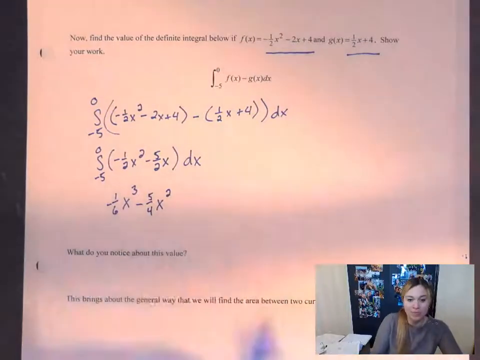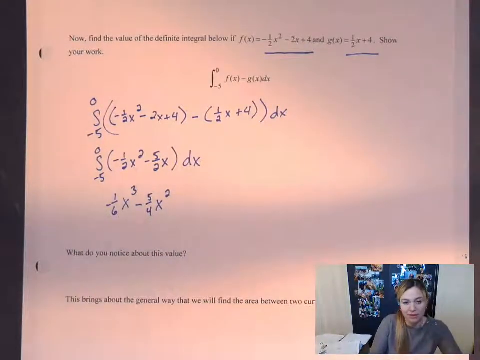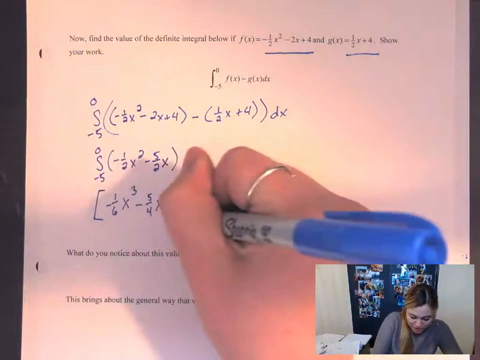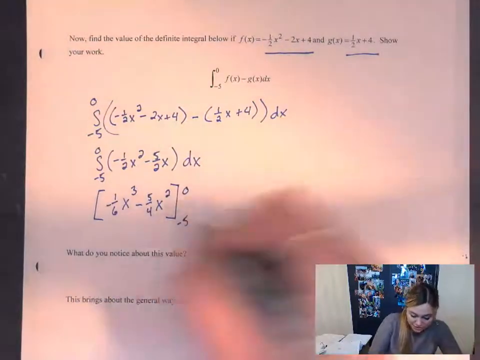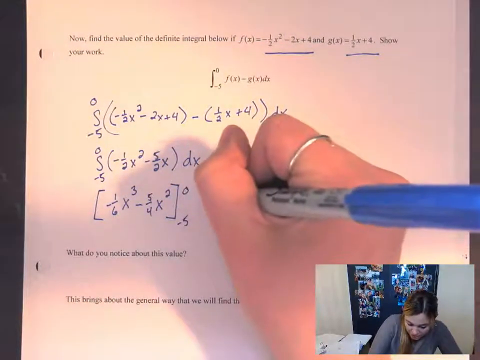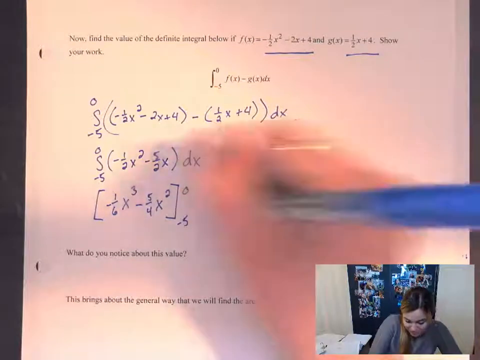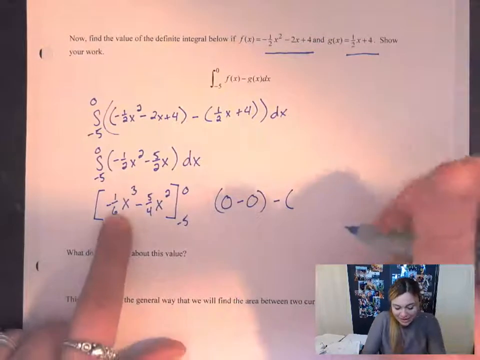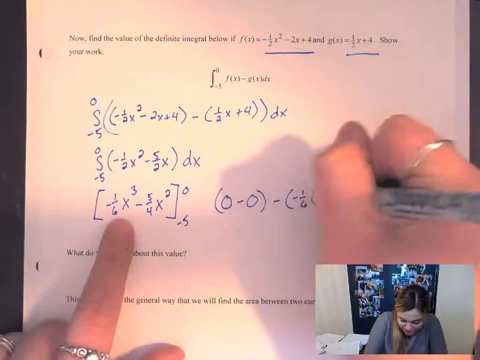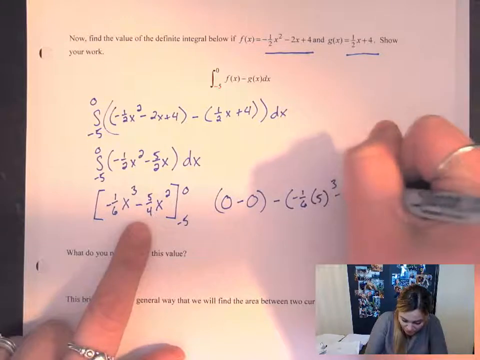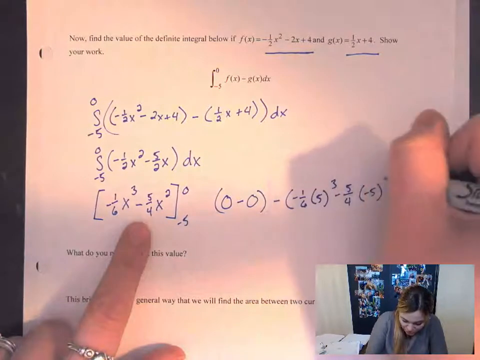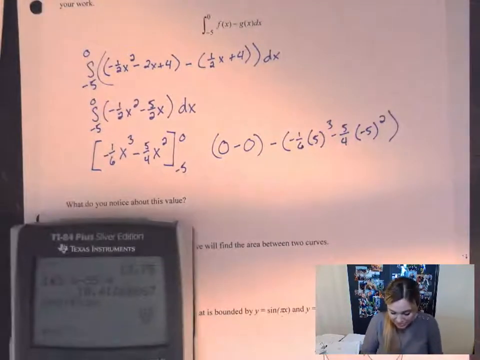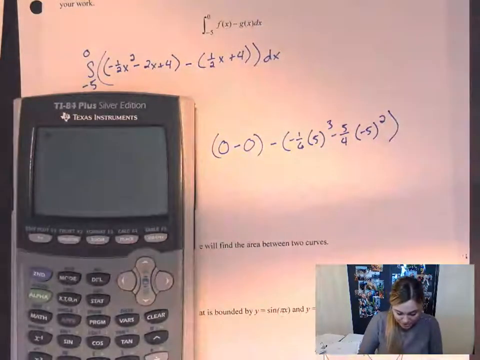If you're not okay with this part, make sure you stop this and think, okay, what did I do? How can I integrate? I'm going to evaluate from -5 to 0. So you substitute in 0 and you would get 0 minus 0. If you put in -5, I would get -1/6 times -5 to the 3rd minus 5/4 times -5 squared. Oh man, and now I'm going to use my calculator anyway, because I don't want to do all that right now.